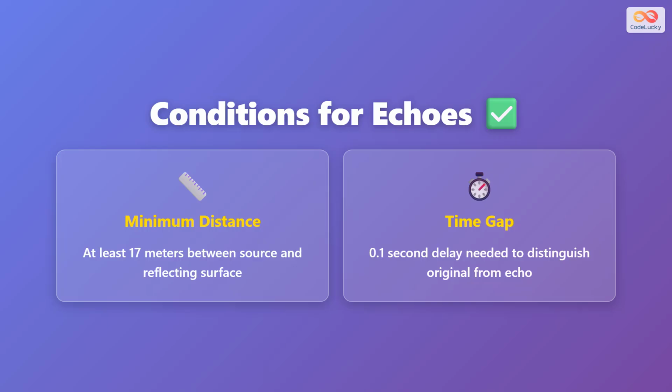For an echo to be heard clearly, 2 specific conditions must be met. First, there must be a minimum distance of at least 17 meters between the sound source and the reflecting surface. This distance is crucial because sound travels very fast. Second, there needs to be a time gap of at least 0.1 seconds between hearing the original sound and the reflected sound. This time delay allows our brain to distinguish between the original sound and its echo. If the reflected sound comes back too quickly, our brain perceives it as a single prolonged sound rather than a distinct echo.